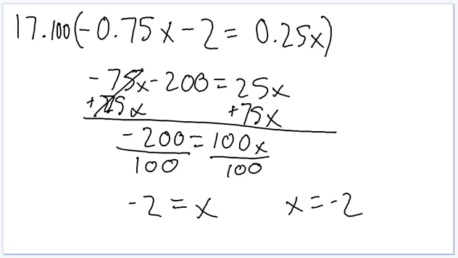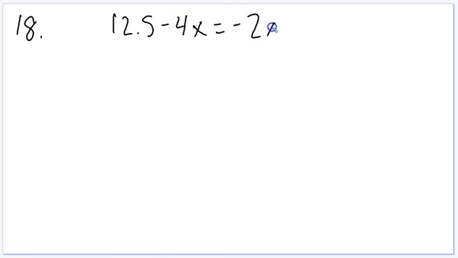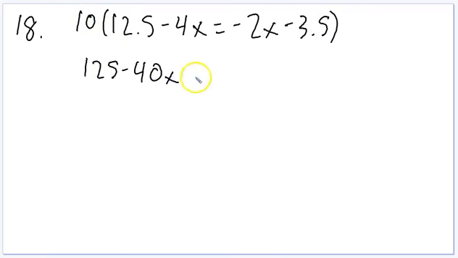Okay, let's go. Number 18. 12.5 minus 4x equals negative 2x minus 3.5. Just get rid of the decimals. Multiply by 10. I'm going to get 125 minus 40x equals negative 20x minus 35.